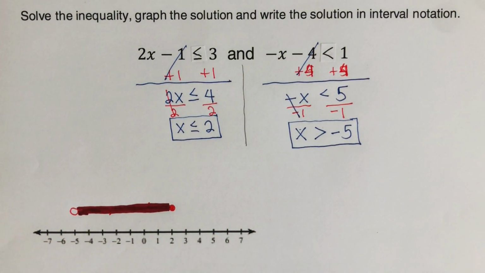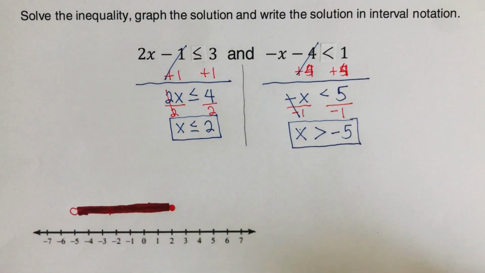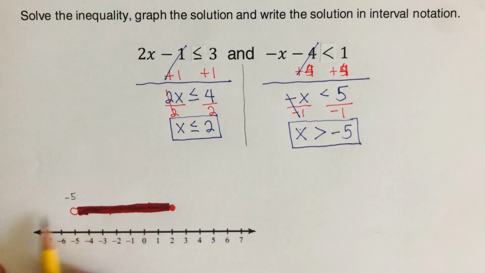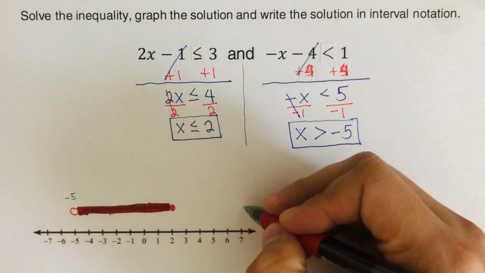Now, this is the solution in graph form. Let's have the solution in interval notation. We start with the leftmost part, which is at negative 5. Now, others are going to say, oh, but this one right here is directed to the right, so that means it goes all the way to infinity. Yes, it goes all the way to infinity here, and it goes all the way to infinity on the other side.